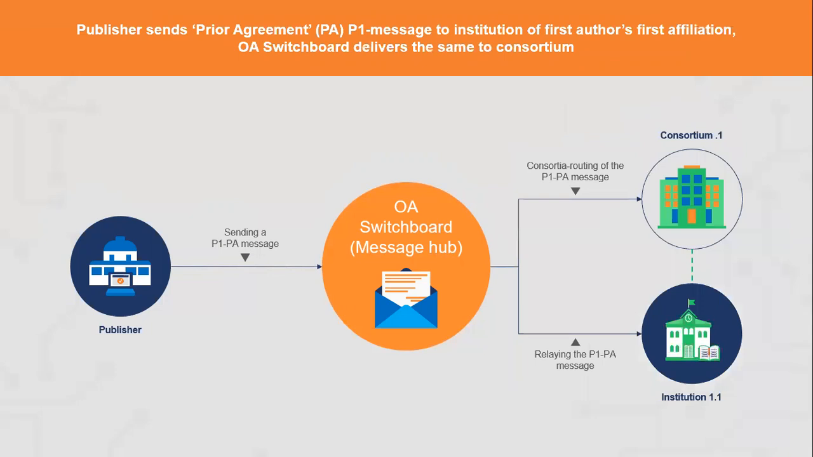The basics of consortia routing. The publisher sends a prior agreement P1 message to the institution of the first author's first affiliation. The OA Switchboard delivers the same to the consortium that the institution belongs to.